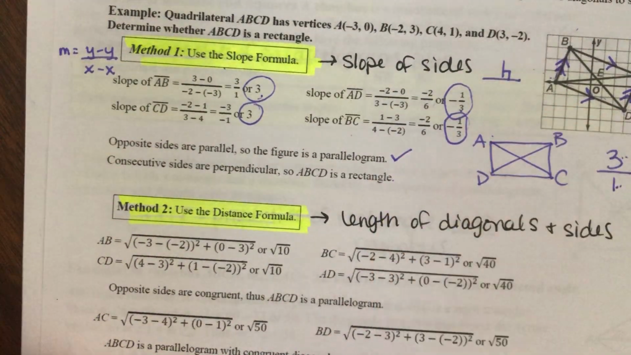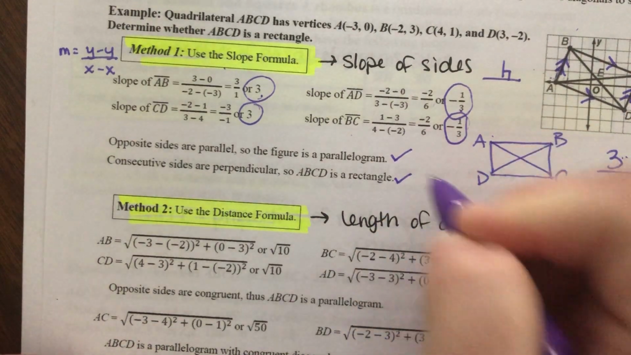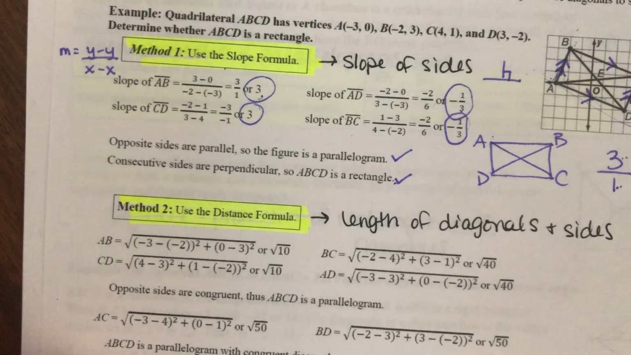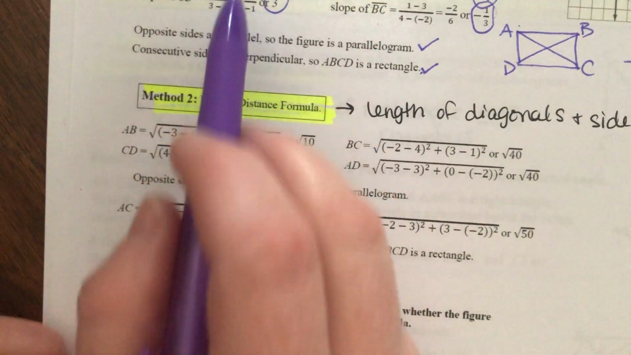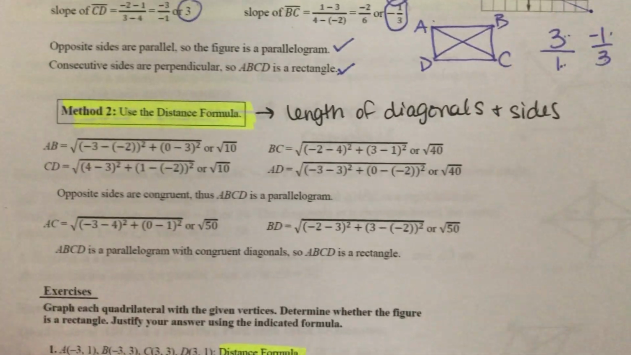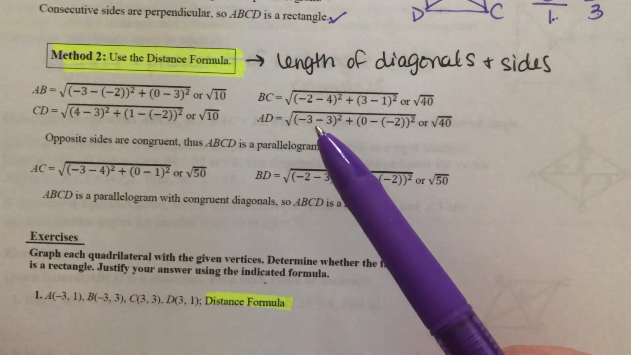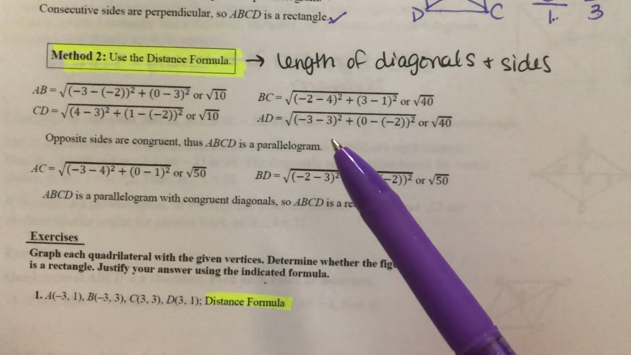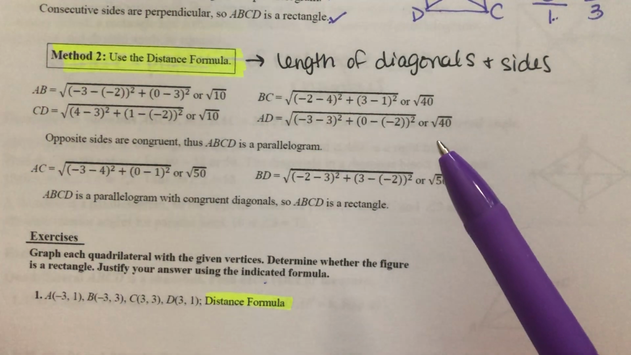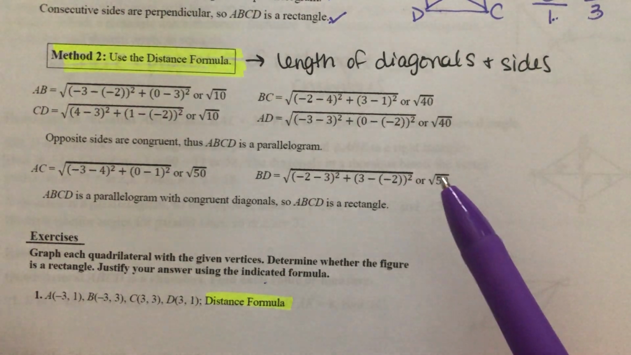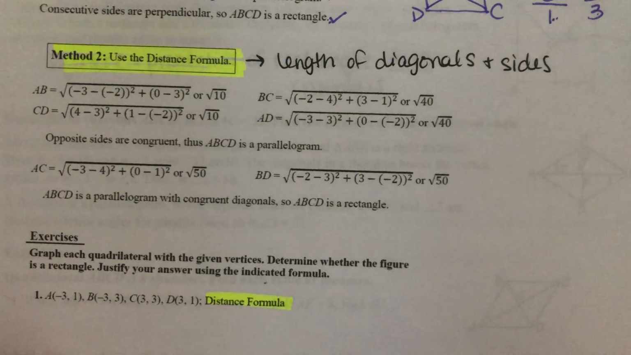So the first part made it a parallelogram, and proving that the sides are perpendicular makes it a rectangle. Okay, the second method we can use instead of the slope formula is the distance formula. The only thing the distance formula measures is the length of a side, right? So we know parallelograms have both pairs of opposite sides congruent. They're the same length, right? To be a rectangle, that has to be true, plus the two diagonals have to be the same length, right?